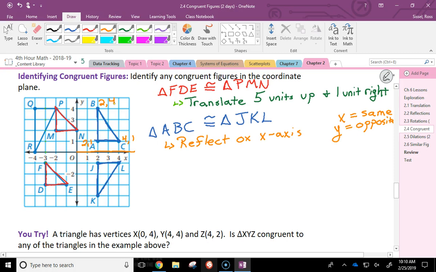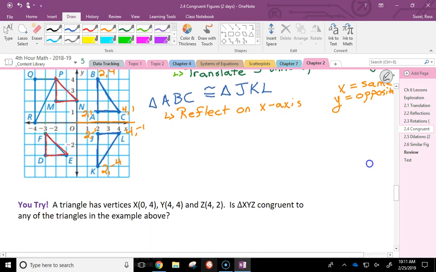If I reflected on the x-axis, my x would have stayed the same, but the y became opposite. Well, if I look at this, this point is 2, -1. This one is 4, -1. This is 2, -4. I look at the points, the x's were the same, the y's just became the opposite. So that one's absolutely perfect. Good job, Donovan.